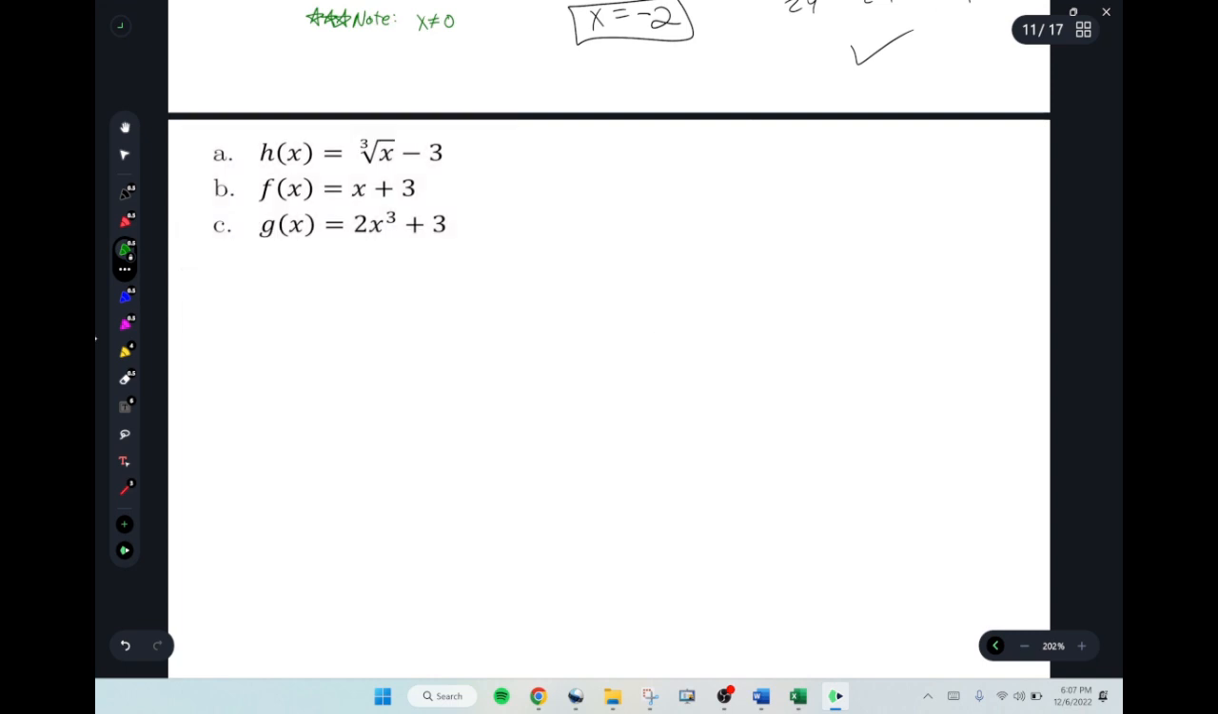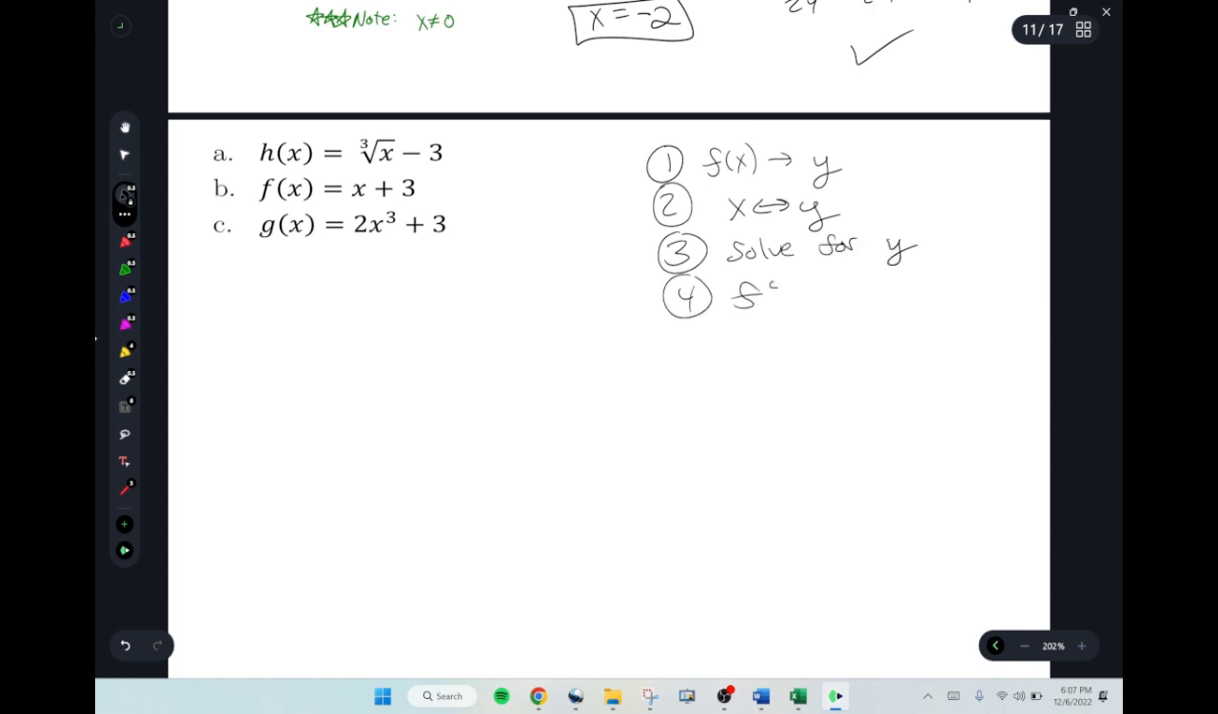Let's do A, I guess. There were 4 steps for the inverse that you don't have to remember. You can just remember the one middle step and be good. But the 4 steps were: 1, change f of x to y. 2, switch both bases, x and y. 3, solve for y. 4, replace y with the little negative 1 up top, f inverse.